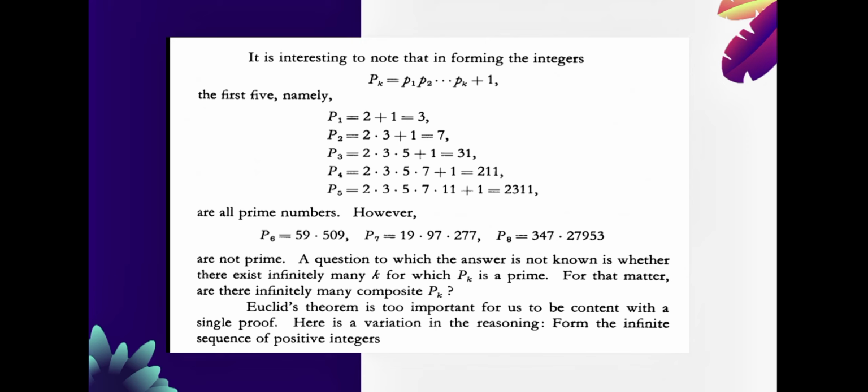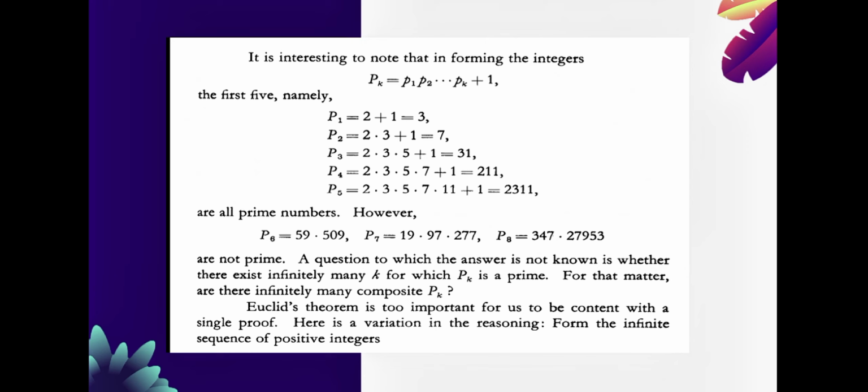And next we have P sub 3 equals 2 times 3 times 5 plus 1 equals 31. And we have P sub 4 equals 2 times 3 times 5 times 7 plus 1 equals 211. And lastly, we have P sub 5 equal to 2 times 3 times 5 times 7 times 11 plus 1 equals 2311, and these are all prime numbers.